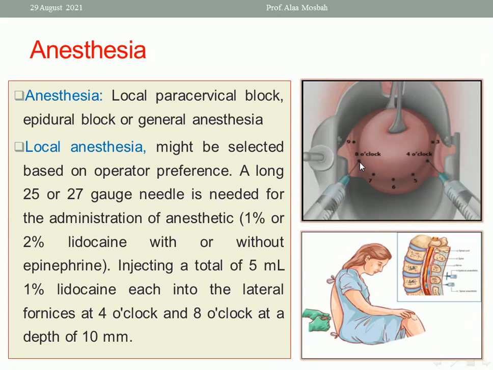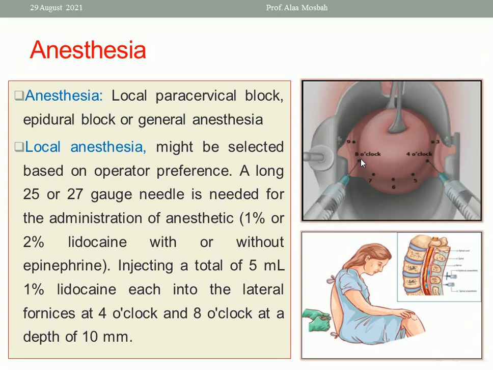For depth, you inject the needle to a depth of 10 millimeters. Then you inject 5 mL of lidocaine 1% on each side. It's quite enough. Some prefer to do the 4 puncture technique, not just the 4 and 8 o'clock, but also another injection at 2 and 9 o'clock. Okay, but we think that 4 and 8 o'clock is quite enough to do a paracervical block.